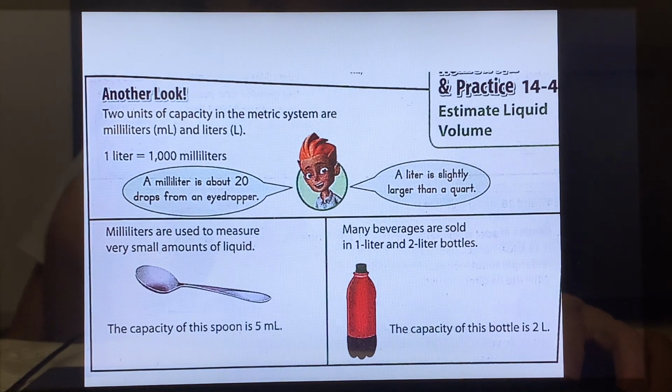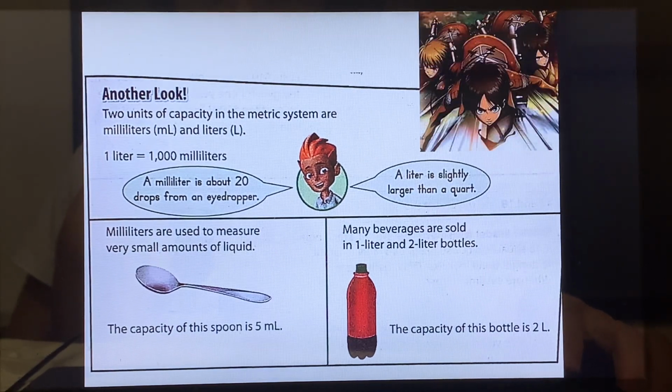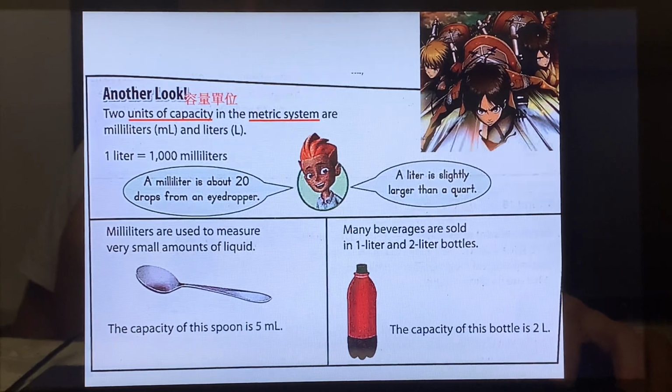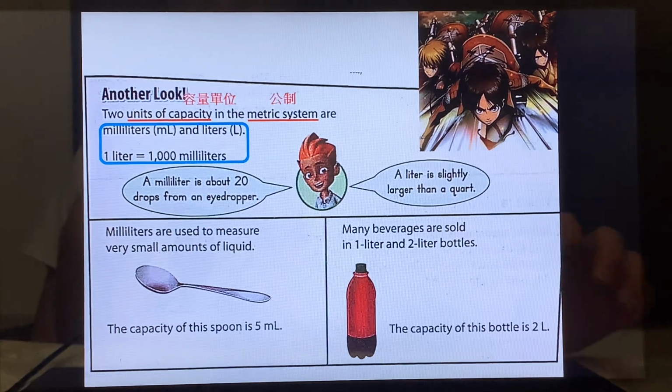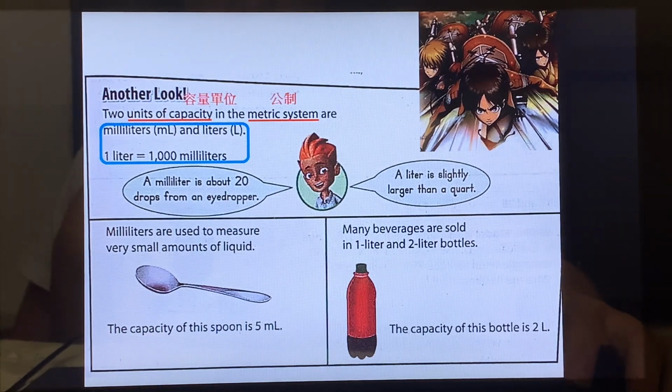Another look. Two units of capacity, 容量单位, units of capacity in a metric system, 公制, are milliliters (ml) and liters (L). 1 liter equals 1,000 milliliters. Milliliters 毫升, liters 公升.